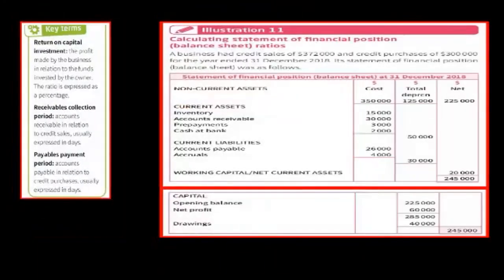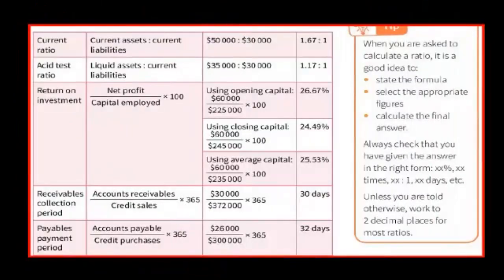As an illustration, we have here a balance sheet, and we will see how we calculate the ratios on it and what they mean. Again, some of the key terms are here. You will read them when I put it up in the classroom. Here we have all the ratios already calculated. I will go through them with you one by one.